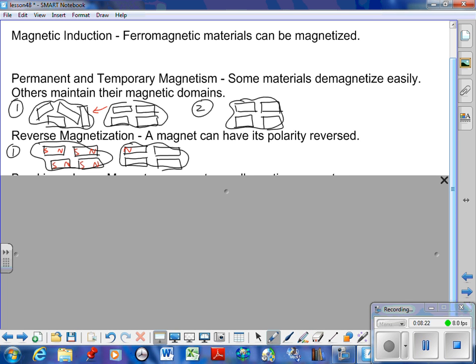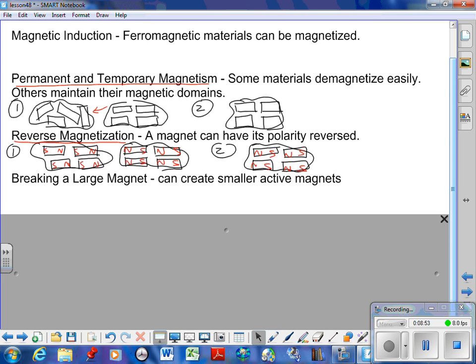So I have my north and south, north and south. What will happen in stage 2 is that the weaker material will then flip its polarity. So that is your reverse magnetization. Okay, so the poles would switch ends, north-south, north-south, and you'd have reverse magnetization. All right.